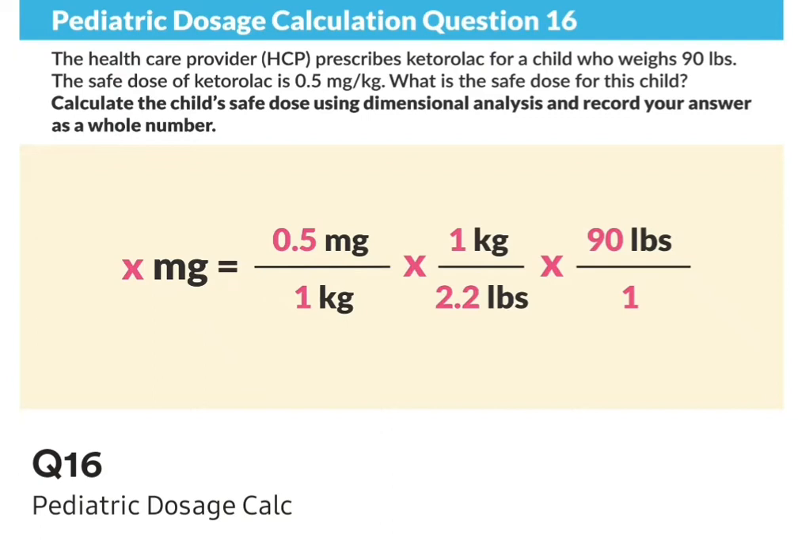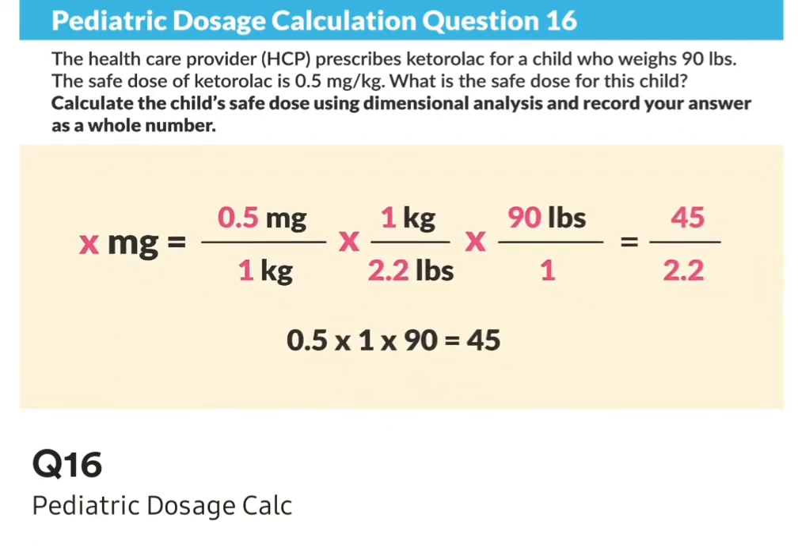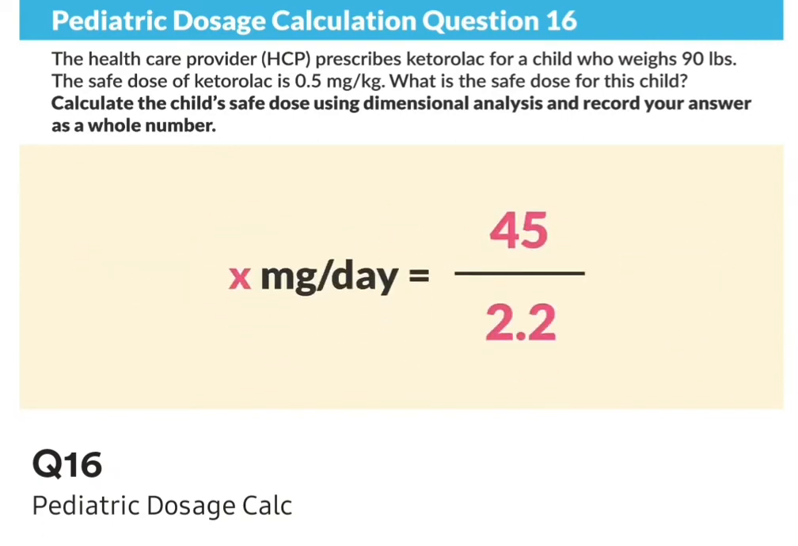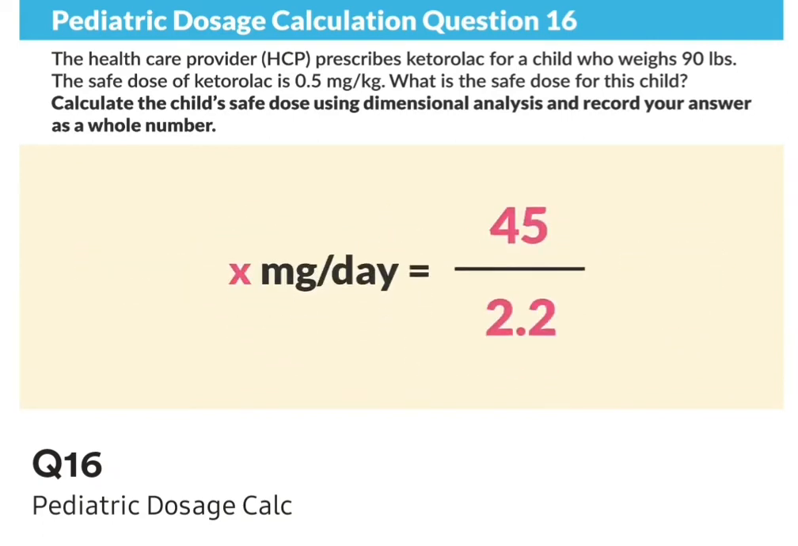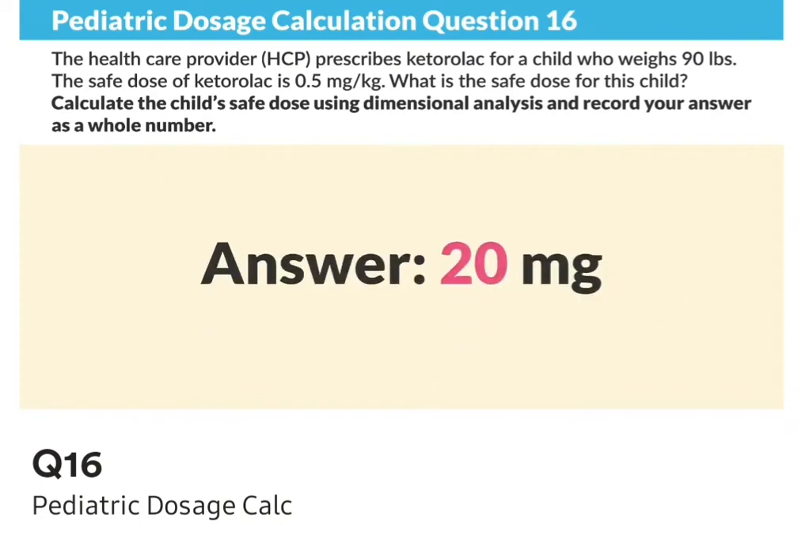Now we're converting those pounds to kilos. So 1 kilogram over 2.2 pounds and simply plug in the child's weight, 90 pounds, over that 1 for 1 dose. All right, so we're multiplying across and on the bottom. So we get 45 over 2.2, and we get the number 20.4. So our grand total and our answer here is 20 milligrams.